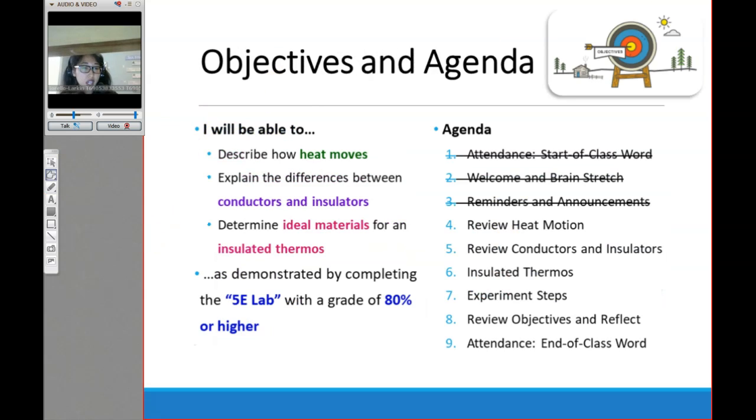We're going to continue discussing how heat moves. We already did our brain stretch on that, so I'm pretty confident you guys are pretty good with that. We're going to talk a little bit again about conductors versus insulators. Remember, conductors are good at conducting heat. Insulators are not. And then we're going to determine the ideal materials for an insulated thermos, so something that helps prevent the transfer of heat.